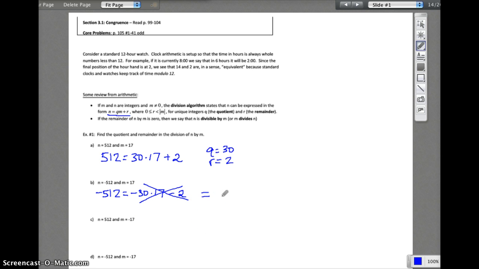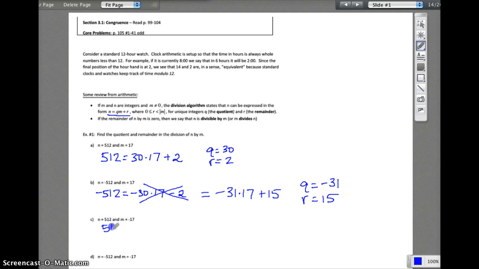Instead, when we're working with a negative value like this, we're going to round down. So we're going to use negative 31 times 17. And then we can add 15 to get back up to negative 512. It's almost as if we go further into the negatives than we want, and then we can add a positive remainder to get back to where we want to be. So our q here is a negative 31. Our r is a positive 15. So r must always be positive. That's why we can't use negative 30 as our quotient.